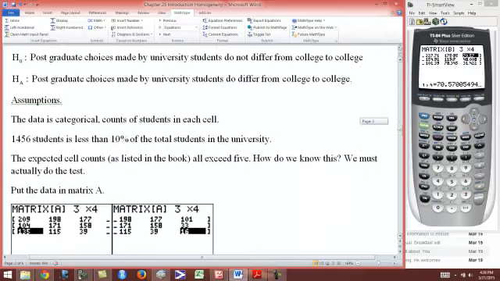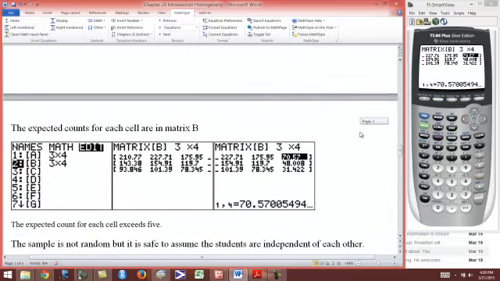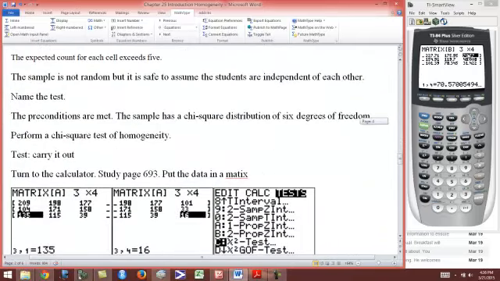So the assumptions, and here's matrix B. Run the test. We looked at matrix B, and it shows all the numbers. The expected count for each cell exceeds 5. The sample is not random, but it's safe to assume the students are independent of each other. Name the test. The preconditions are met. The sample is a chi-square distribution of 6 degrees of freedom. Perform a chi-square test of homogeneity.